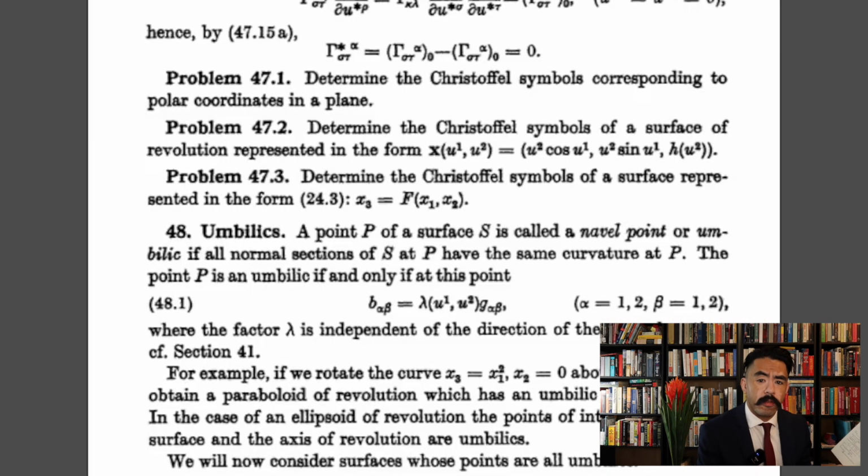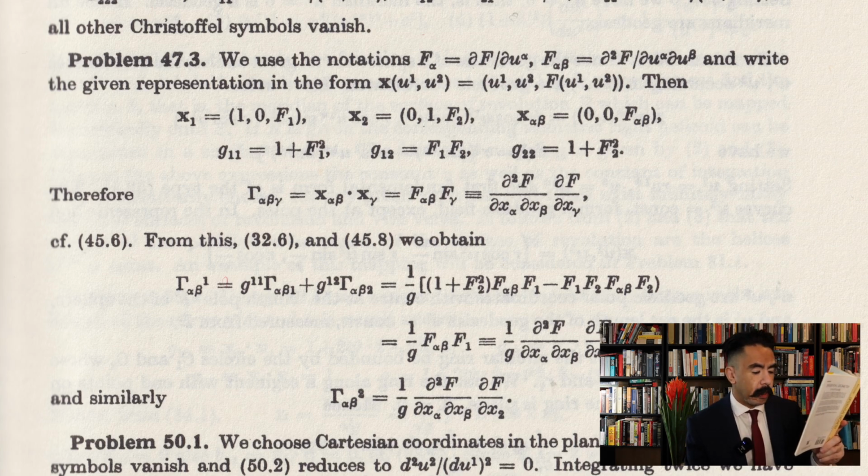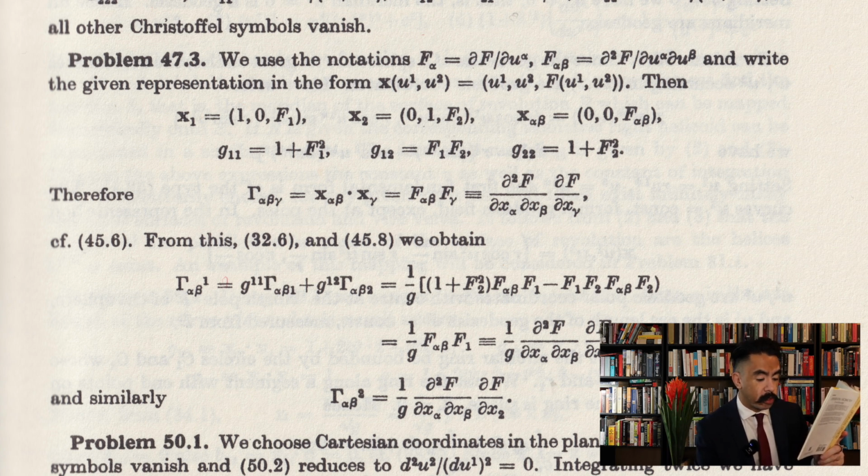Problem 47.3. Determine the Christoffel symbols of a surface represented in the implicit form x3 equals F(x1, x2). We use the notations F_α denotes ∂F/∂u^α, and F_αβ equals ∂²F/∂u^α∂u^β. And write the given representation in the parametric vector form x(u1, u2), which is given entry-wise by u1, then u2, then F(u1, u2).